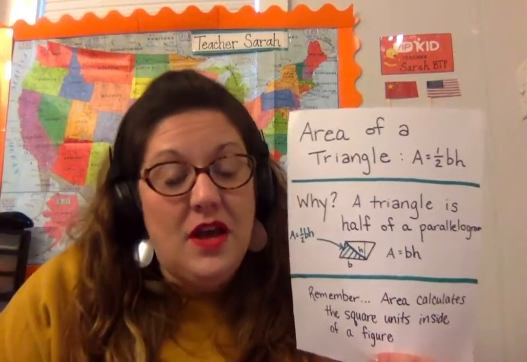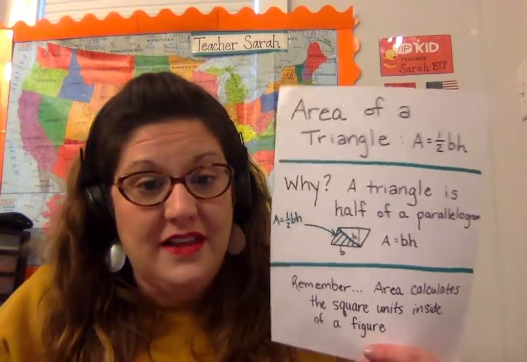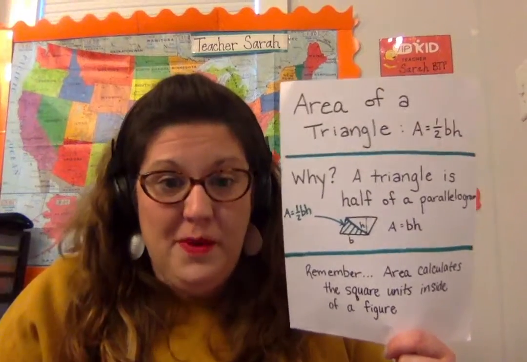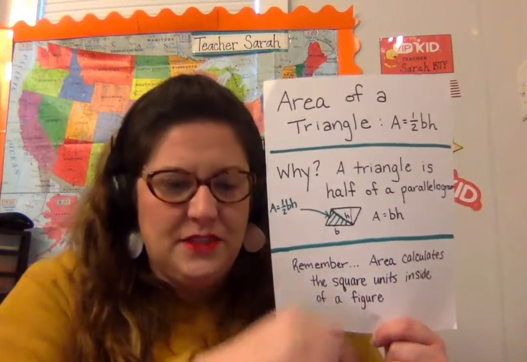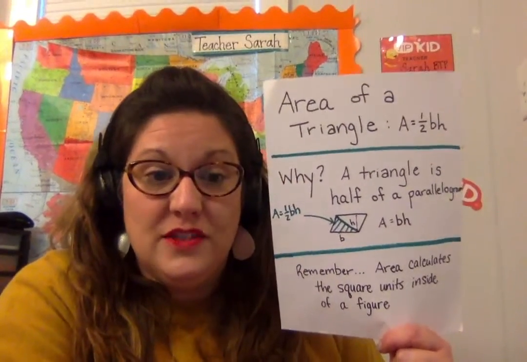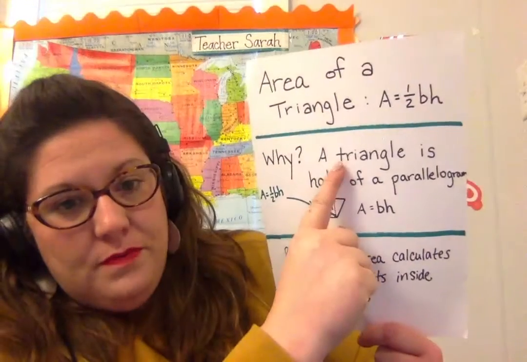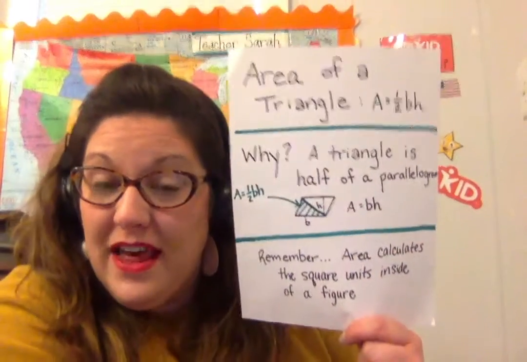Sometimes when we think of formulas, we think, wow, that's really a lot to memorize. It's really helpful if you understand why the formula is what it is. So let's talk a little bit about why. I know you've seen this before, but let me remind you why the formula is 1/2 times the base times the height. Well, what is a triangle? A triangle is half of a parallelogram.